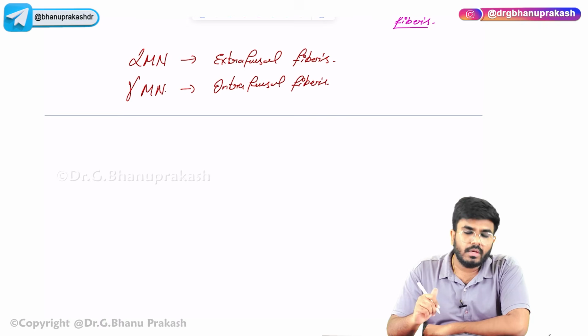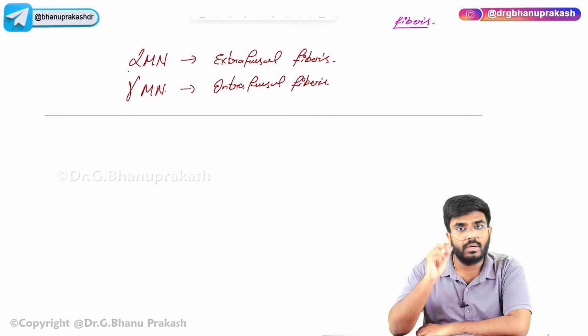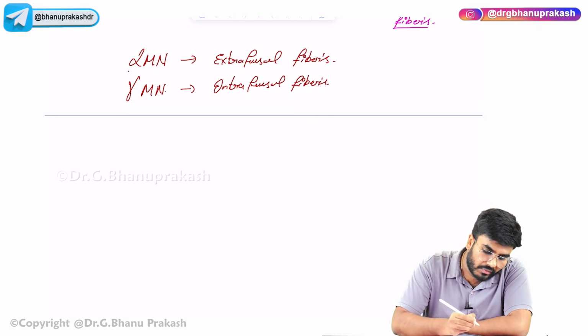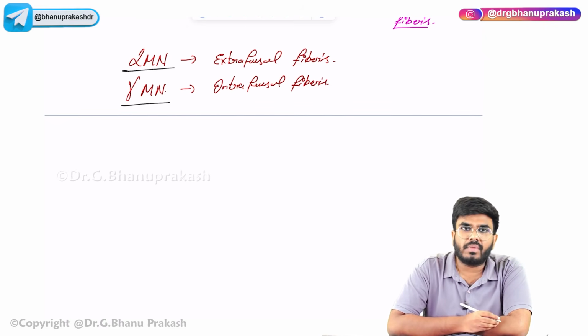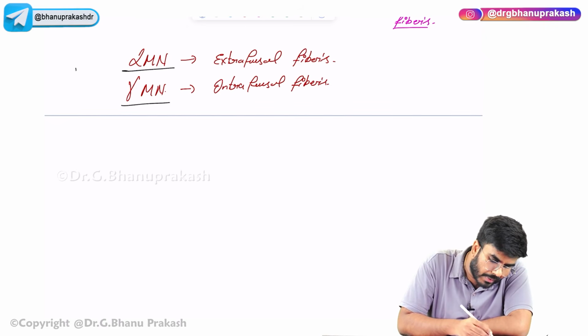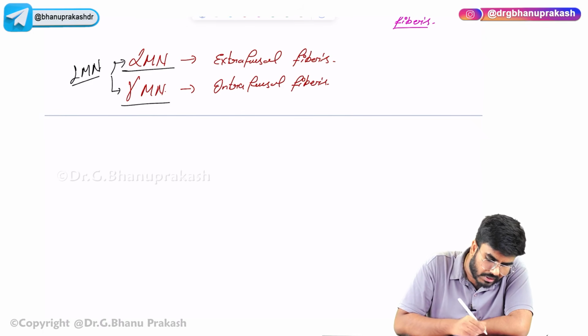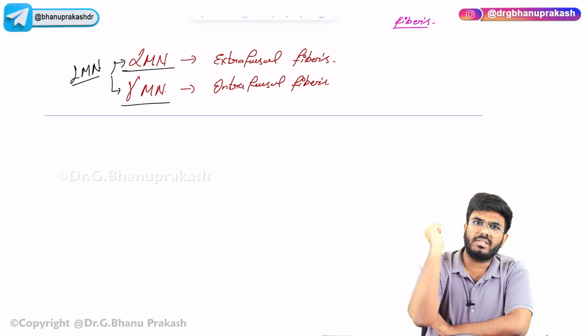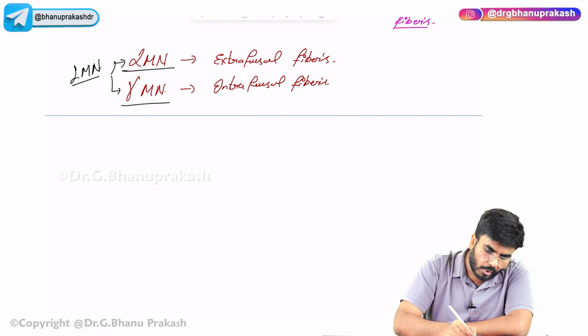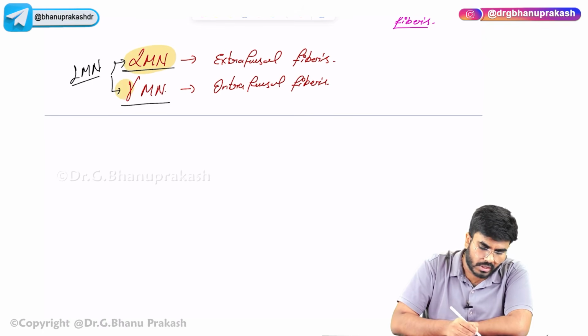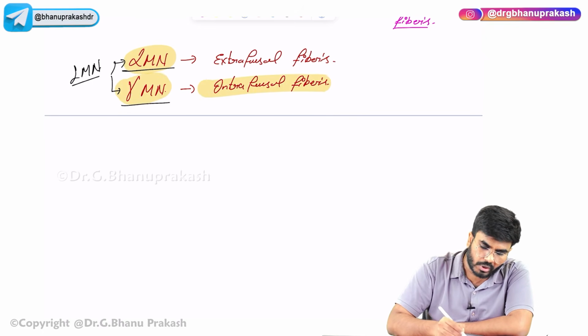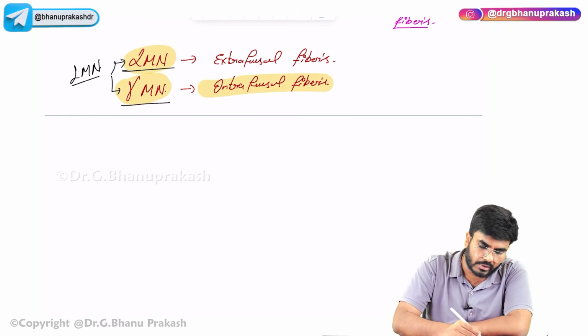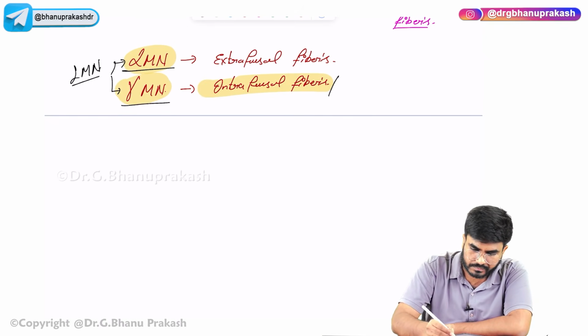When the muscle is contracting, both extrafusal fibers and intrafusal fibers are going to contract. The point which I want you to know is what these two are: alpha and gamma. Both of them are types of lower motor neurons. So tell me, lower motor neurons are of how many types? Lower motor neurons cause the muscle contraction, and they are of two types: alpha motor neurons and gamma motor neurons. Gamma motor neurons innervate intrafusal fibers, or you can also say the muscle spindle.